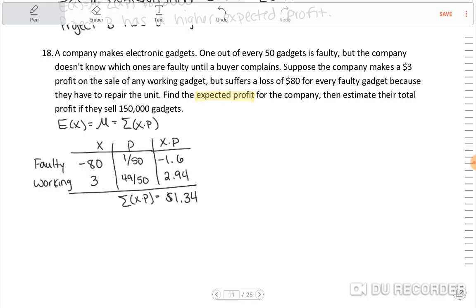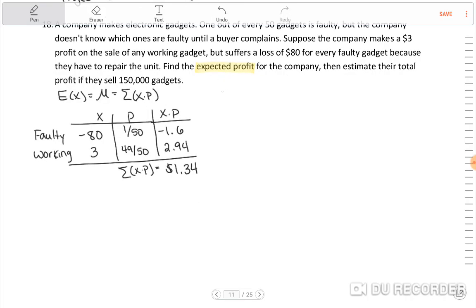So let me write that here. Expected profit equals $1.34. Now the question says, estimate their total profit if they sell 150,000 gadgets.